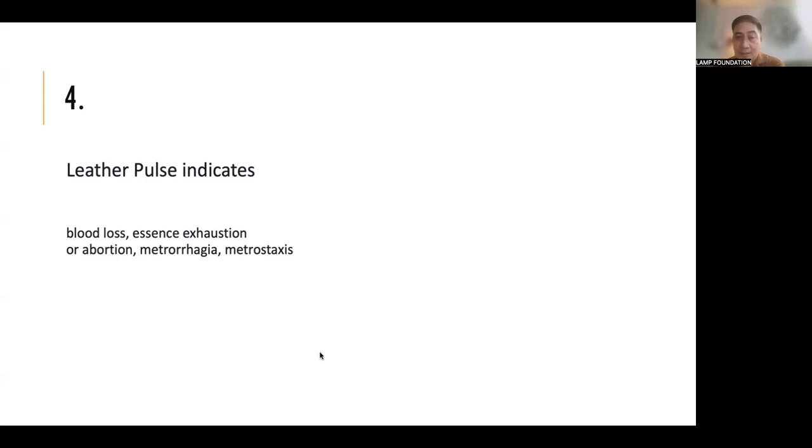So the cause could be essence exhaustion, or if you have a patient who lost a lot of blood, there can be a leather pulse as well, or after abortion. What is the distinction of that leather pulse, Doc? It's like a drum skin, but superficial. Mostly superficial, in all three positions. But when you press down, the leathery quality disappears. Like a drum skin.